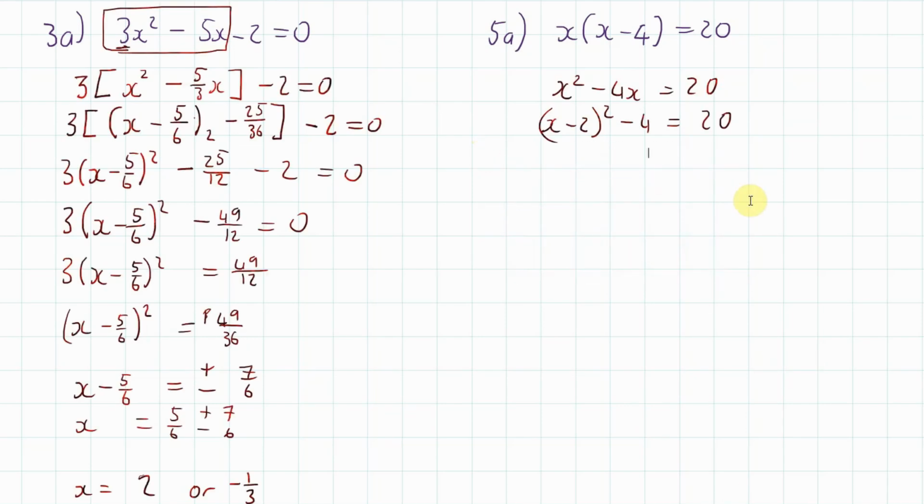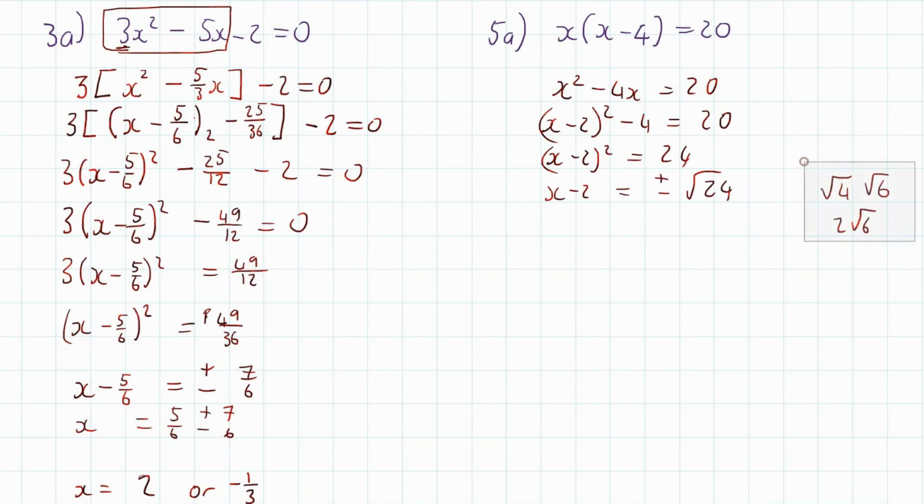Now I'm going to pull that 4 across to the other side by adding it, so I should get this. I'm going to square root both sides, so I should get plus or minus the square root of 24. Now, that's like the square root of 4 times the square root of 6, right? 4 times 6 is 24. So on your calculator, when you do square root 24, it will give you 2 square root 6. That's a little extra tip for you geniuses.